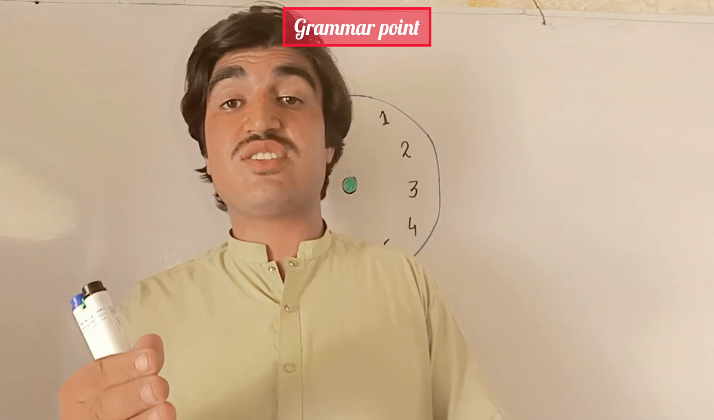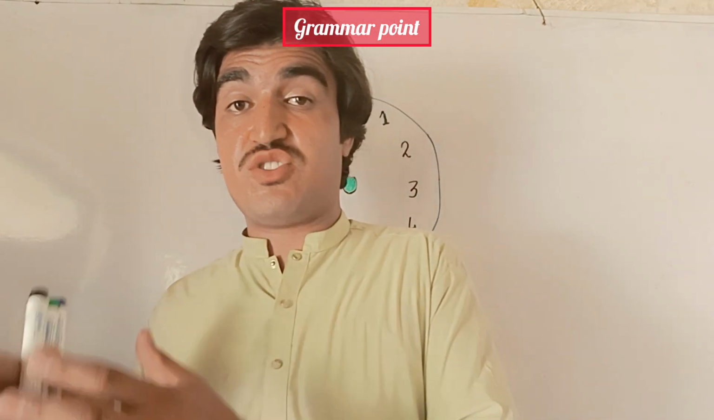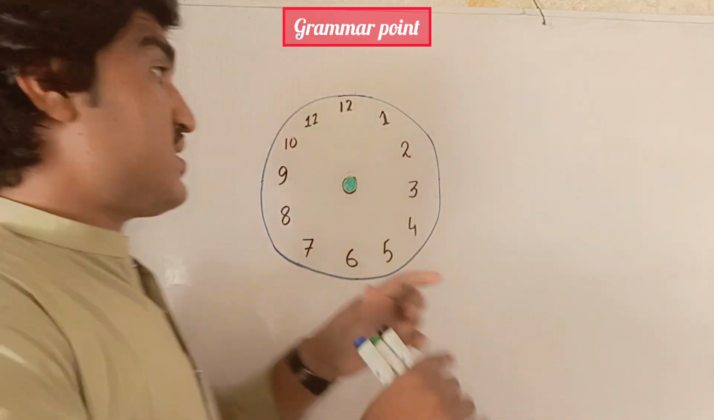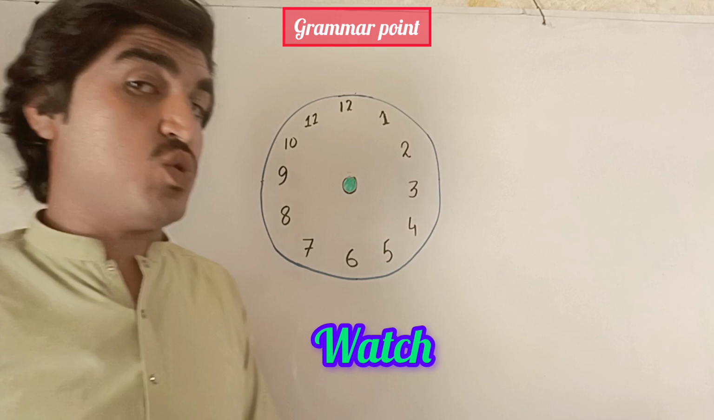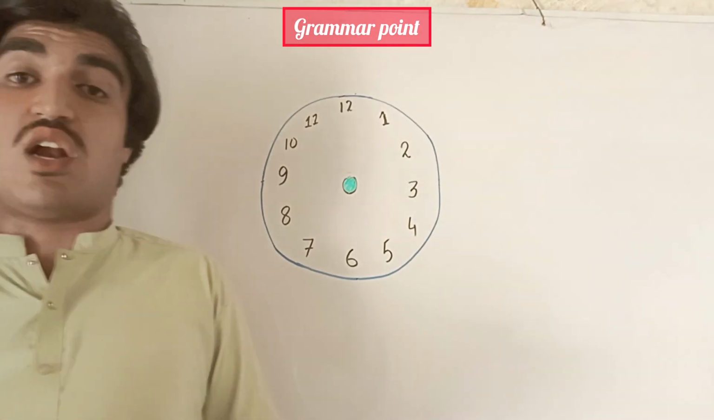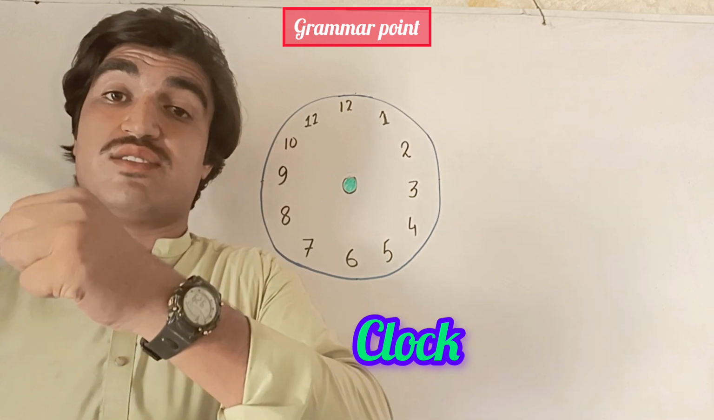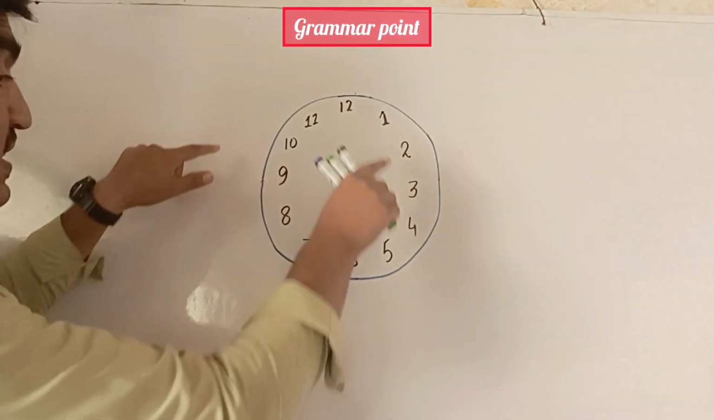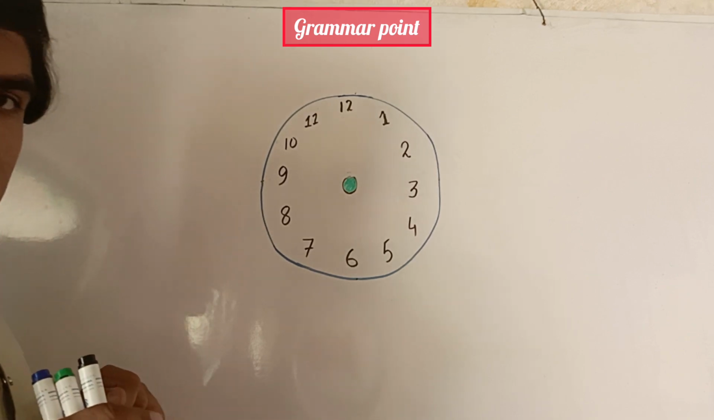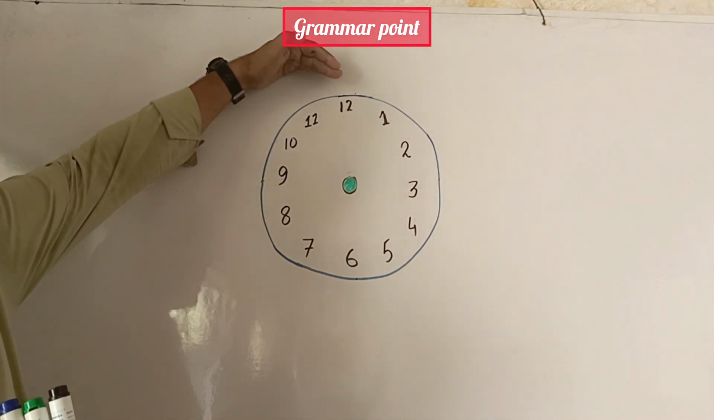So in today's lecture I'm going to teach you time in English, how you can say different times in English. Okay? So this is the simplest diagram of what? Of a watch. Hope that you know the difference between a watch and a clock. This is a clock because it also shows the time but is small in size, and a watch is large in size. So this is the simplest diagram of a watch. Now I will show you how you can say different times on this watch.